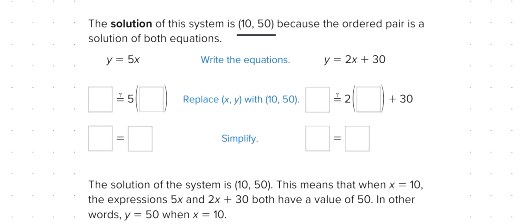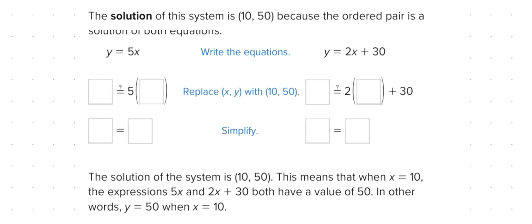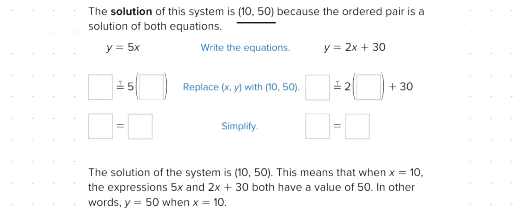So we're going to write the equations. Right here, they are written already in your books: y is equal to 5x and y is equal to 2x plus 30. Let's see why this is a solution. Instead of the variables y and x, we're going to put the points that we have in the solution. So instead of y, we're going to put 50, and instead of x, we're going to put 10. When we simplify, 50 is equal to 5 times 10, which is 50. So that's correct, 50 is equal to 50.